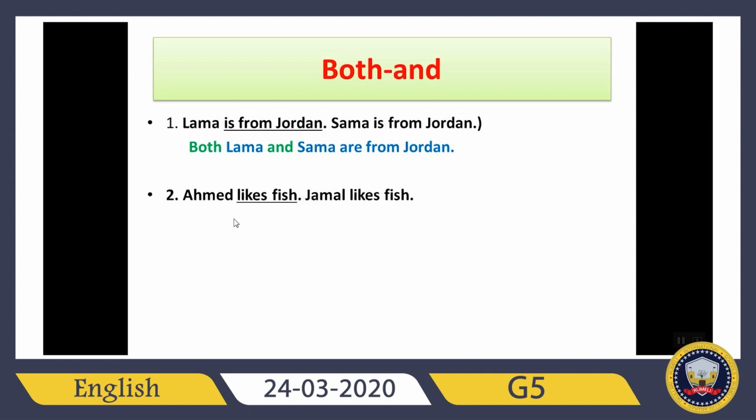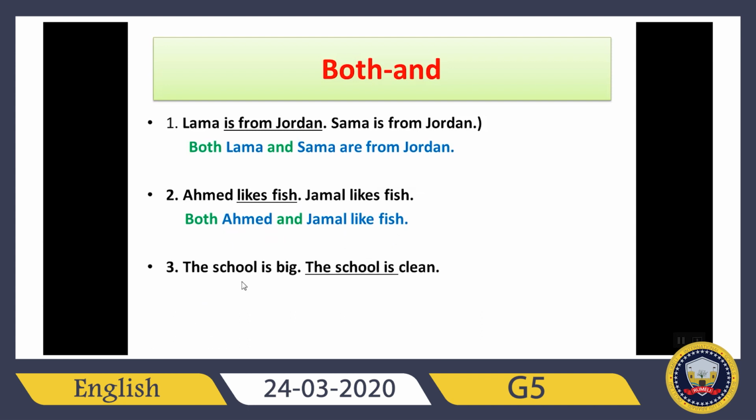exercise. Here: Ahmed likes fish, Jamal likes fish. Again we have different subjects, so we must try to do it. Okay, we must omit all the words between them, put both here, put and here, change the verb from singular to plural, so it will be like this: Both Ahmed and Jamal like fish.